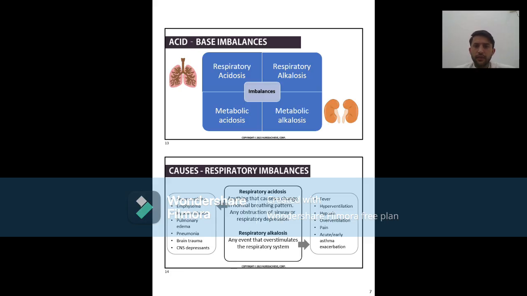The next one is hypoxia. Low oxygen stimulates increased breathing, leading to excess CO2 excretion. Overventilation: excessive ventilation removes CO2 faster than it is produced. Pain can stimulate hyperventilation, causing CO2 loss. Acute asthma exacerbation: the patient often hyperventilates due to respiratory distress, lowering the CO2 level.